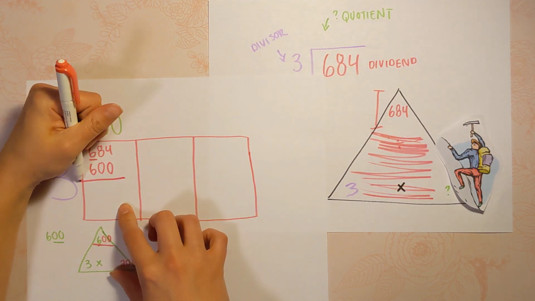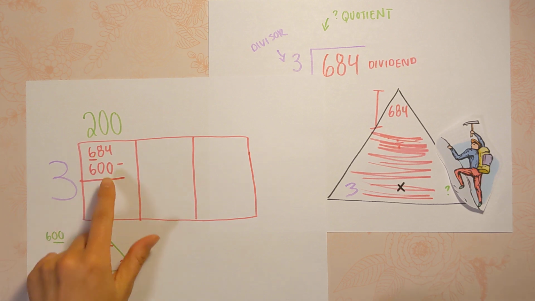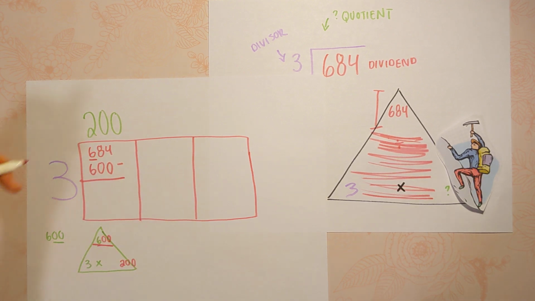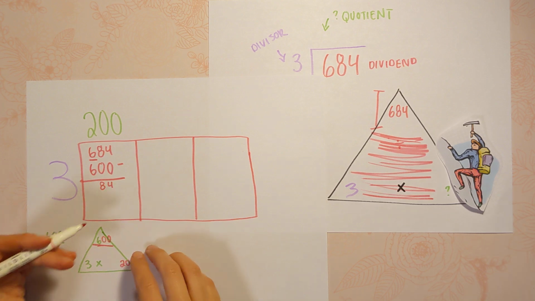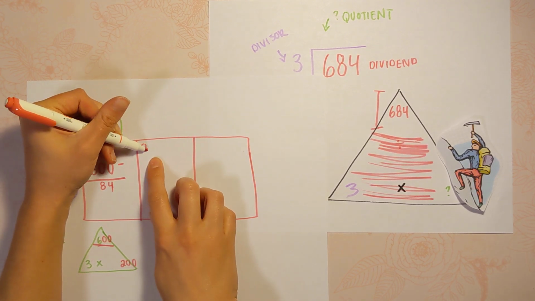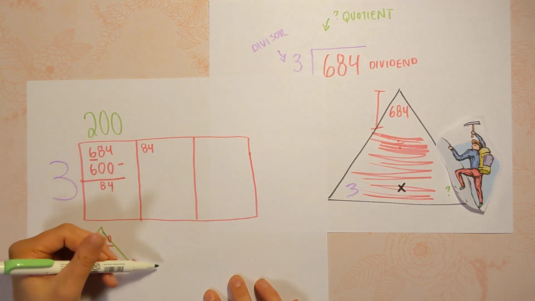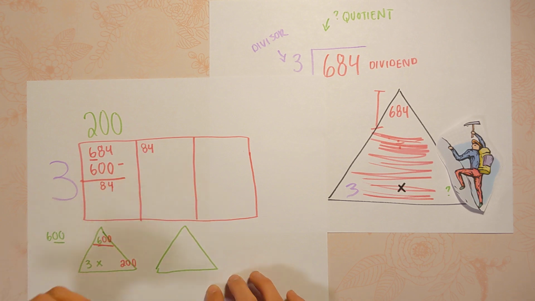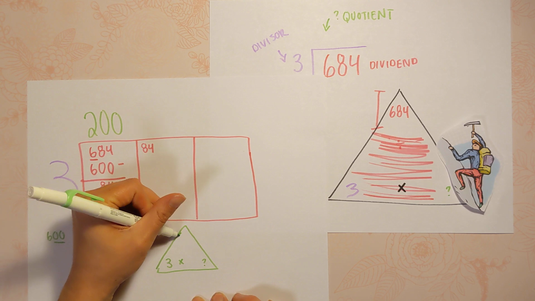Well, to find the difference, we're going to subtract to see how much more we need to go. So what is 684 minus 600? It is 84. So we still need to do 84 divided by 3. So put that in here in the middle of the box. Now we're going to do 84 divided by 3, or 3 times what will get us close to 84? 3 times something gets us close to 84.